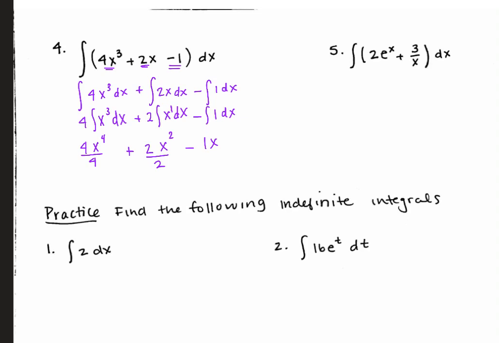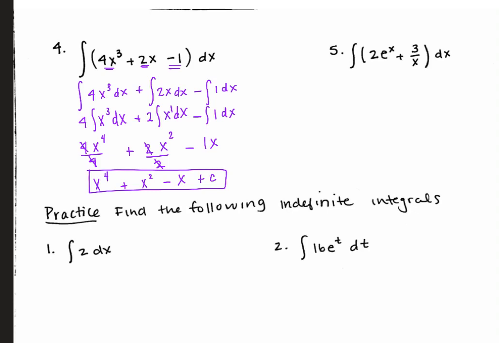Now I can simplify any fractions. In the first one, the 4's cancel, so I'm left with x to the 4th. In the second one, the 2's cancel, so I'm left with x squared. And in the last one, I can just write that as x instead of 1x. The last thing we need is plus c. And that's the integral. Notice how the integral symbol goes away once I apply the power rule.